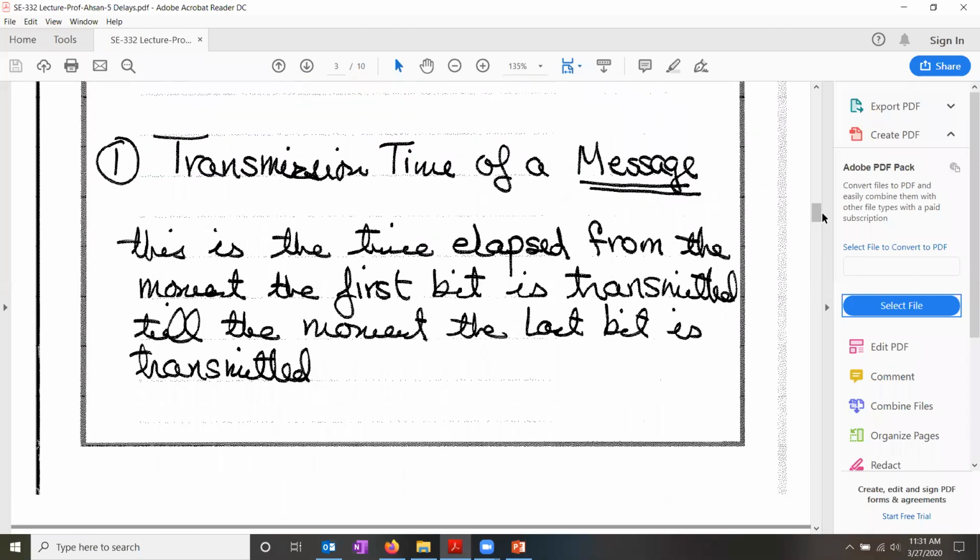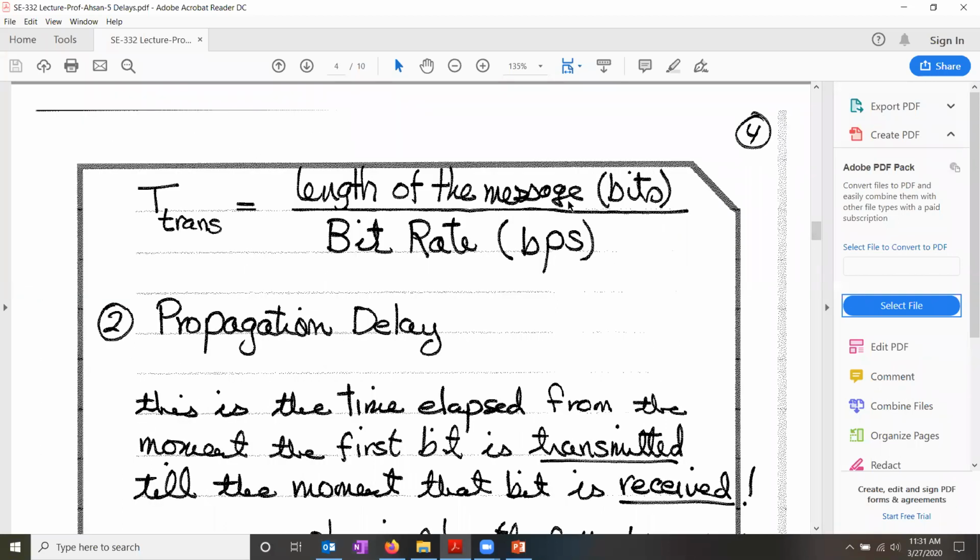But transmission delay depends upon the length of the message. If the packet length is 100 kilobyte, the transmission delay will be different. If the packet length is 1 megabyte, the transmission delay will be different.